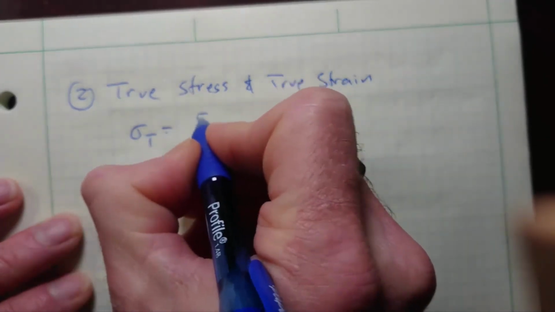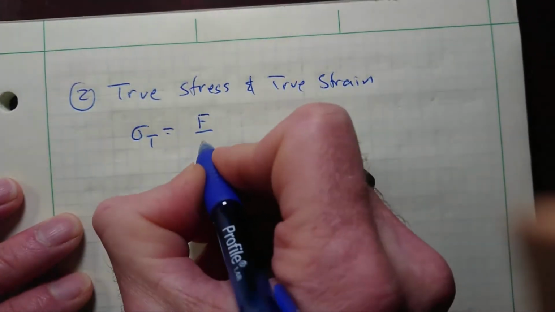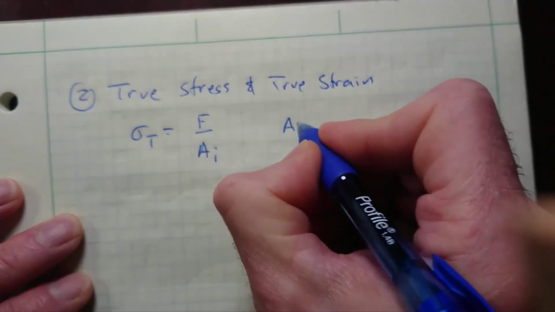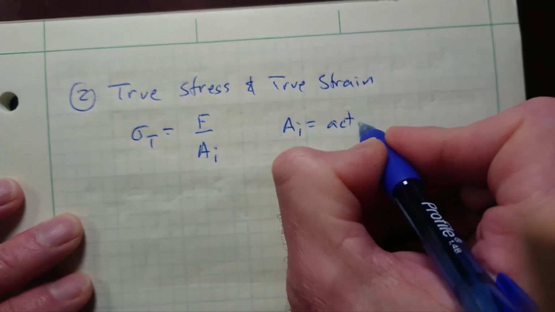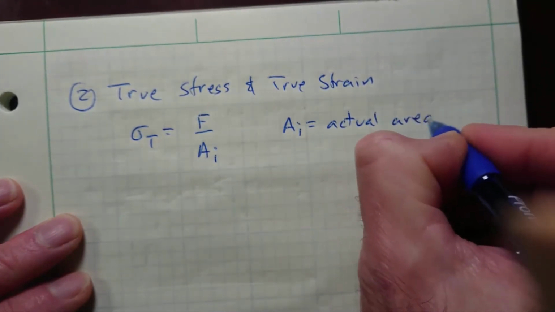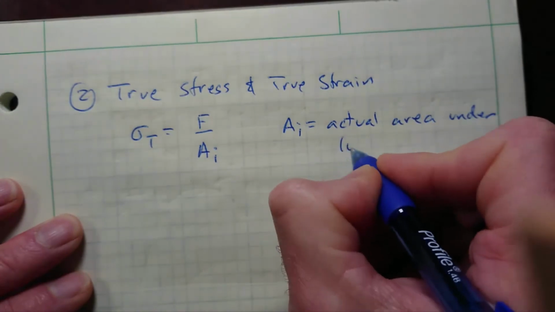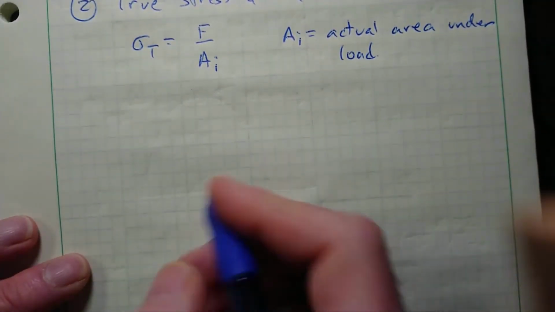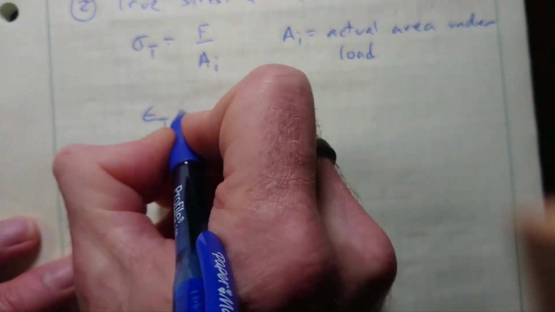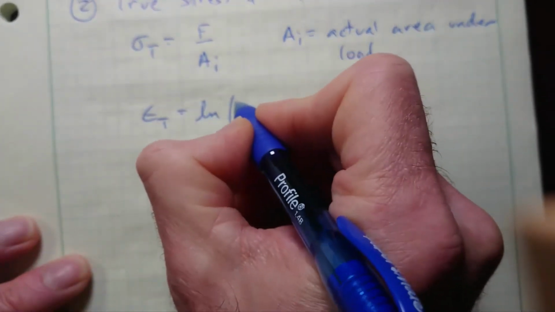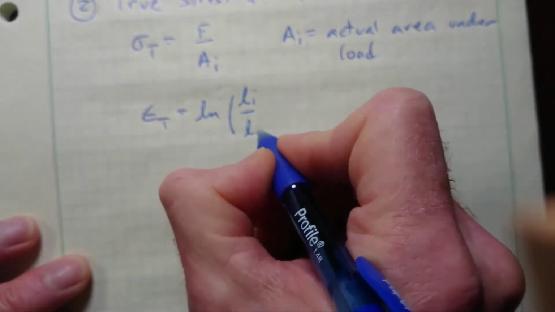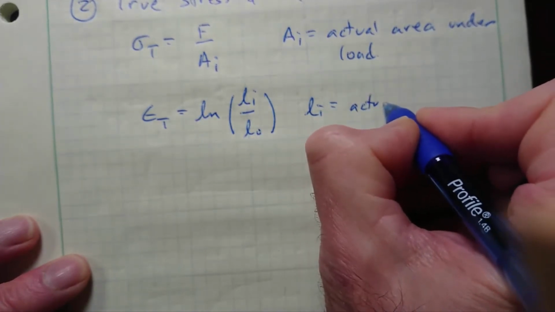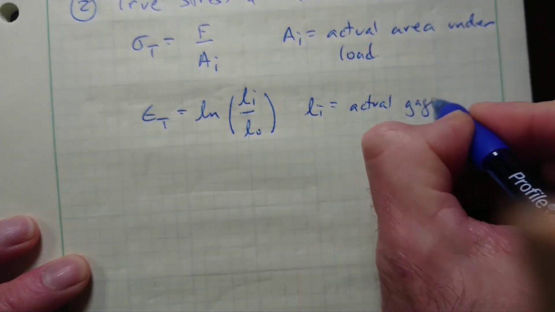So true stress is defined in tension as the force over the instantaneous or actual area. So Ai is the actual area under load. And true strain is defined as the natural log of Li over L0, where Li is the actual gauge length.